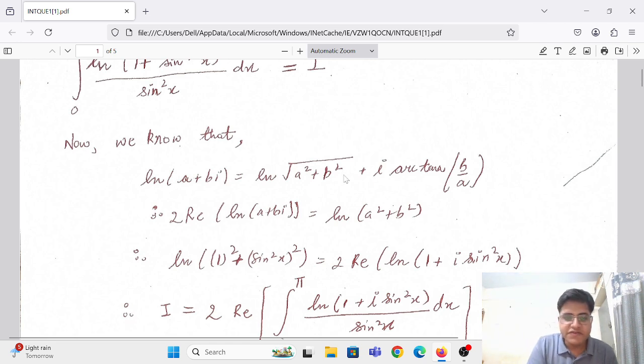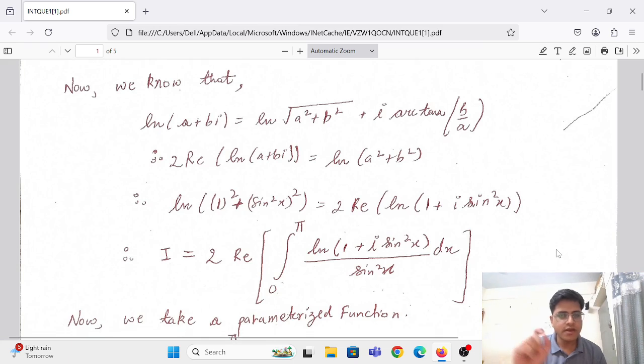Now, if we only consider the real part of ln of a plus b iota, it would be ln of root of a squared plus b squared. And we know a property of natural logarithm that this power can go out. So this power 1 by 2 goes out, and when it goes to the LHS, it becomes 2 times the real part of ln of a plus b iota is ln of a squared plus b squared.